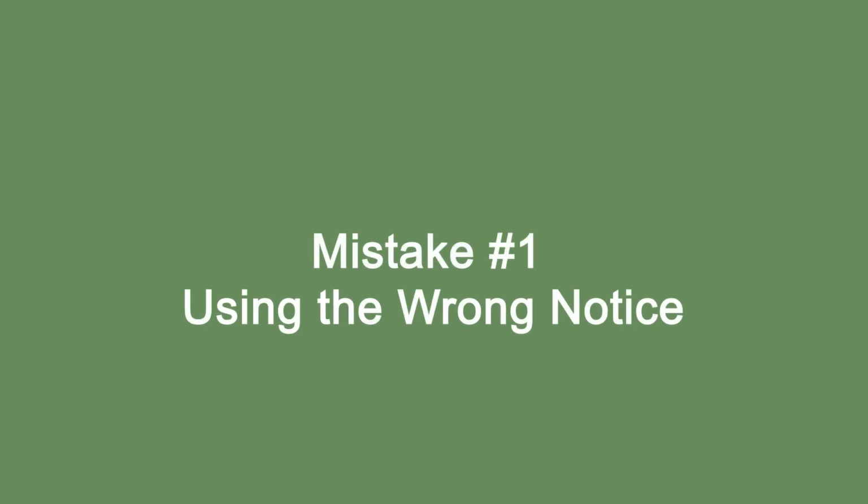Let's get started. The number one eviction mistake in California is using the wrong notice. I see this constantly. Landlords might use a generic notice they found online, or they use a notice from another state, or they reuse an old template that is no longer compliant with California law. That alone can get your case dismissed.